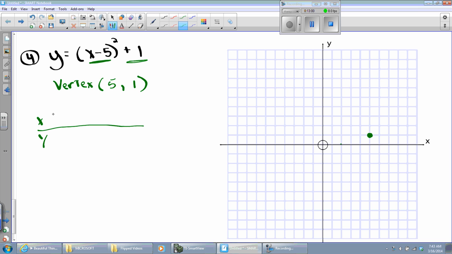I'll put 5, 1 in there just to show the symmetry. And then I'm not going to put 0 in, because if I put 0 in, I'm going to end up way off the graph. I guess I could. I'm going to go ahead and put 4 and 6 in. And you're thinking, well, 0 would be easier.